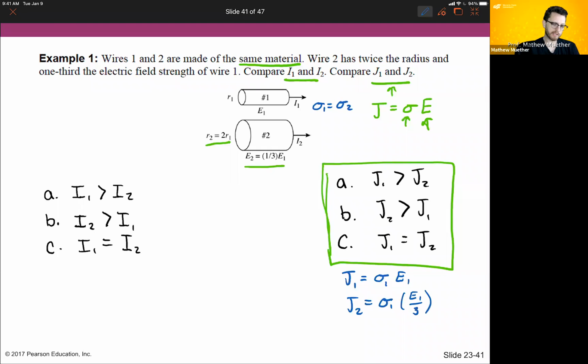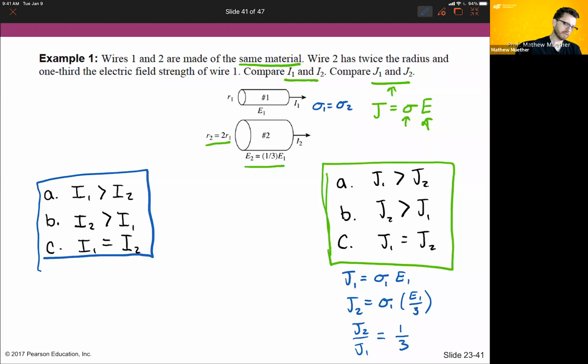So I could take the ratio J2 to J1, okay, and this is just going to give me 1/3. So J1 is larger than J2 by a factor of 3. What about this guy? What about the currents? Can we figure that one out? How about the total electric current flowing through each one?